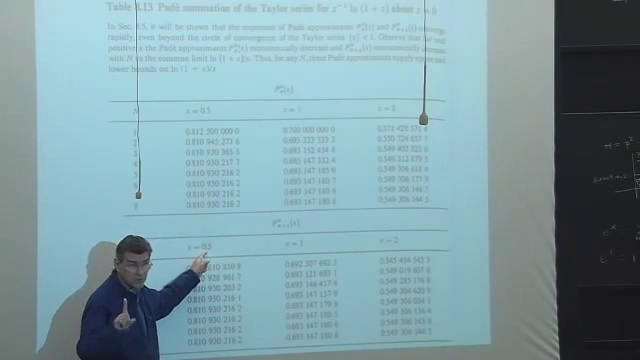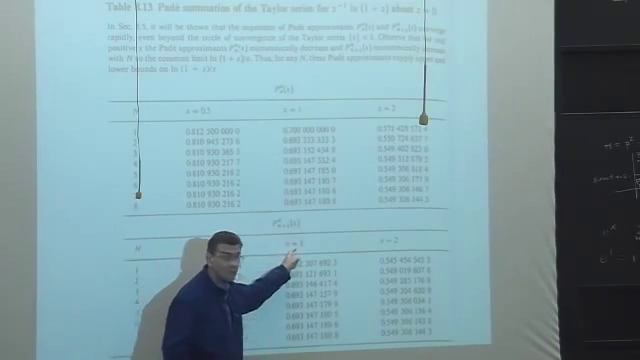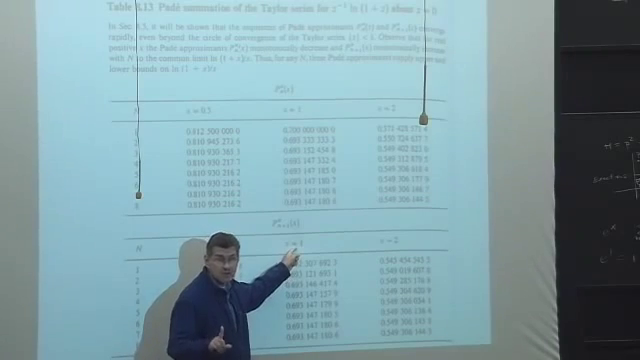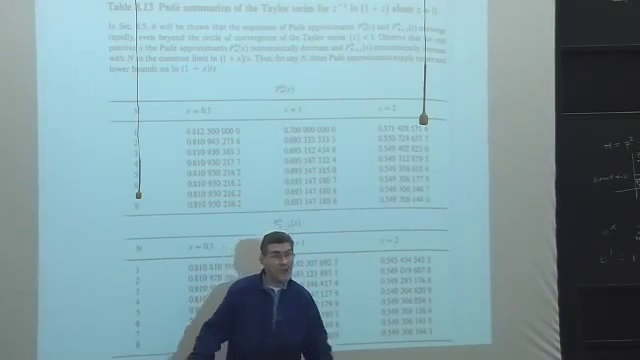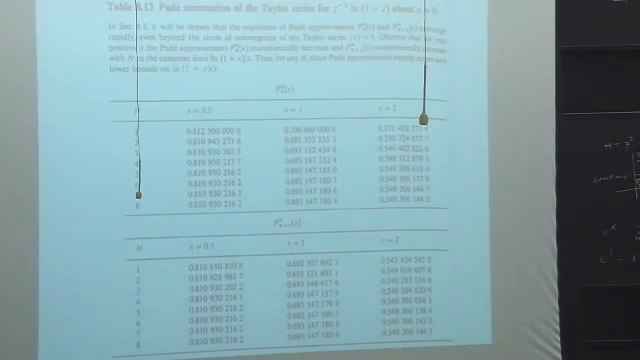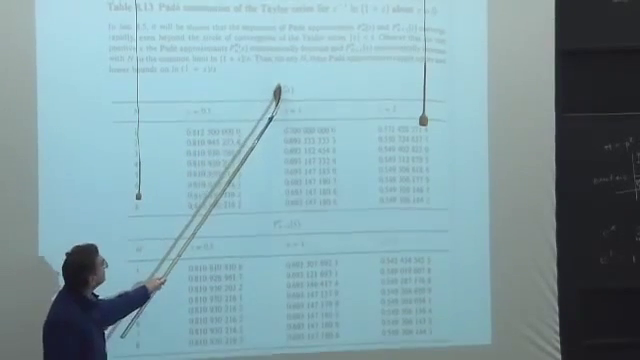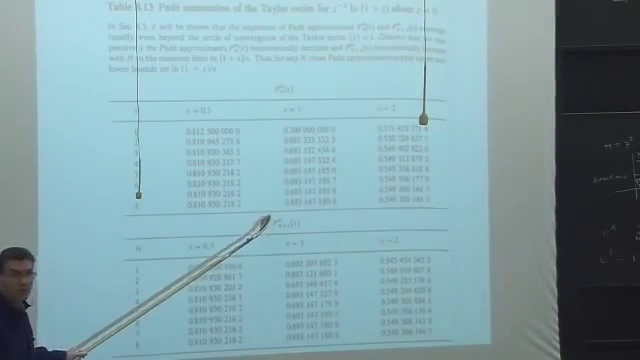The Taylor series converges at 1/2. And then at x equals 1, the Taylor series does not converge at 1. And then at x equals 2, the Taylor series definitely doesn't converge at 2. Okay? And if you calculate the Pades, here is the nn Pade, and here's the nn plus 1 Pade.